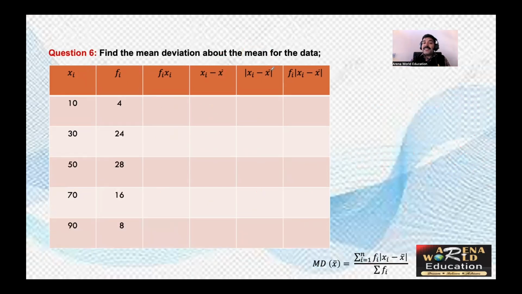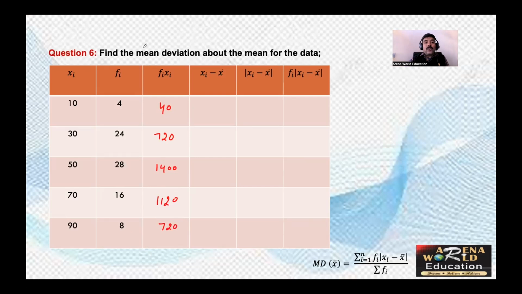Let us solve question number 6, which is similar to question number 5. Now it's your turn. You can stop this video at this point and you can try yourself, right? So first step is fi xi. So that is 10 into 4, it is 40. 30 into 24, it is 720. Then 28 into 50, yes, this will be 1400. 70 into 16, yes, this will be 1120. And last 19 into 8, this will be 720.